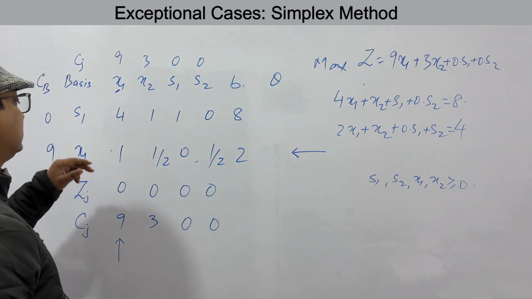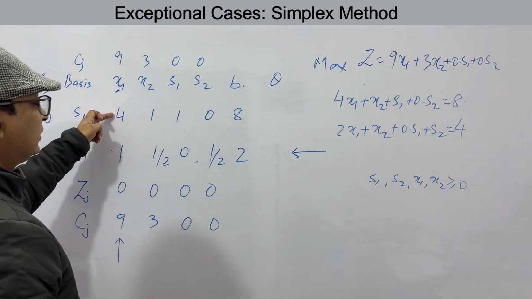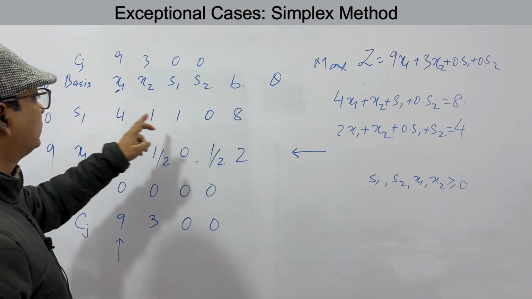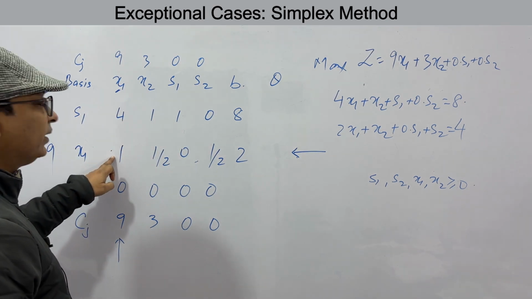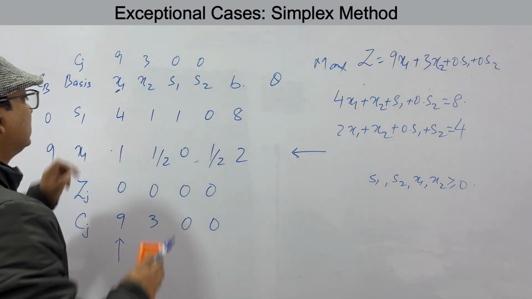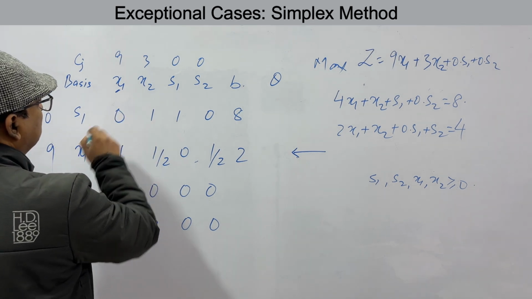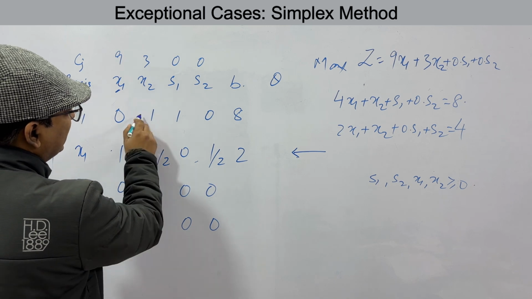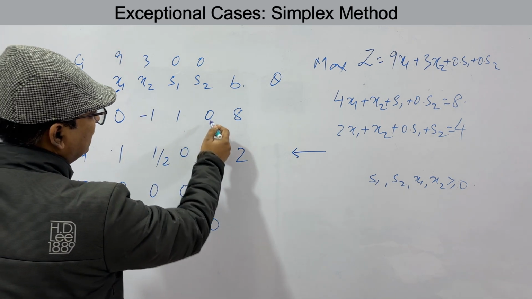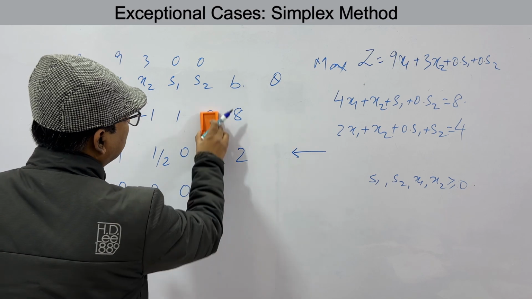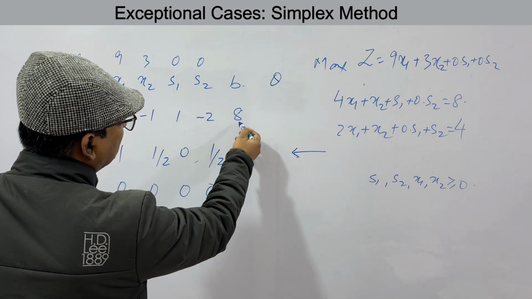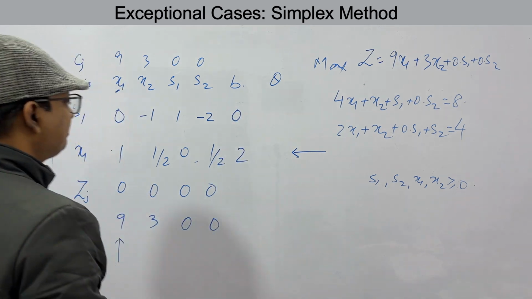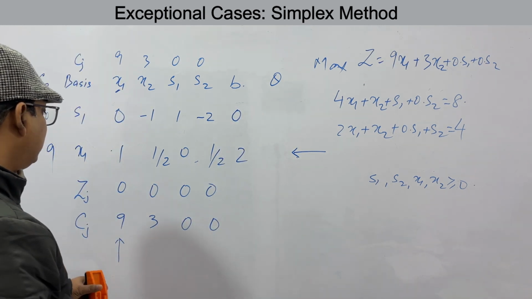Okay. Then second thing what we do is, we make other elements of key column 0. So what we'll do? This is row 1. So row 1 minus 4 of row 2. If you do row 1 minus 4 of row 2, this will be 0. So row minus 4 of this, 0. 1 minus 4 of this. See, 4 into half is 2. So 1 minus 2 is minus 1. 0 minus 4 of this. So this is minus 2. And 8 minus 4 of this. So this is 0. Okay. So we have done our job till now.